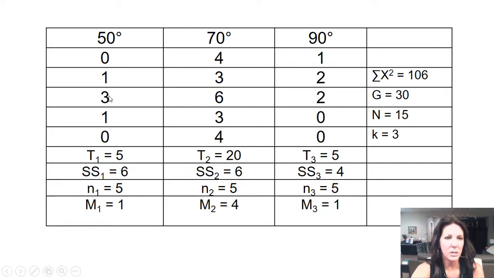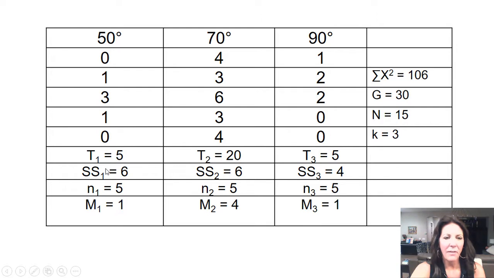So 3 plus 1 is 4, plus 1 is 5, 4, 7, 13, 16, 20. So the T is the total of these numbers added up, not the count of them. The count of them is the N. So we have 5 in each group. That's how many scores we have, but the treatment total is adding up the values, right?